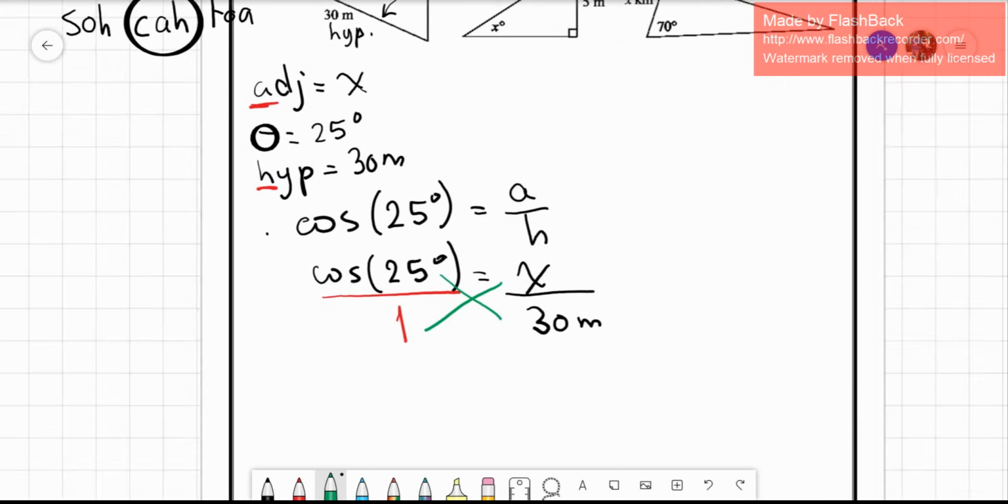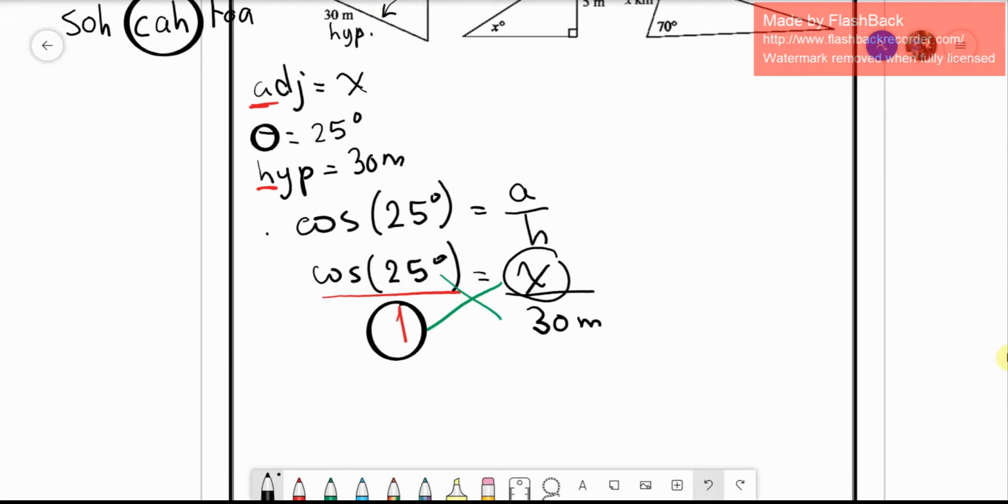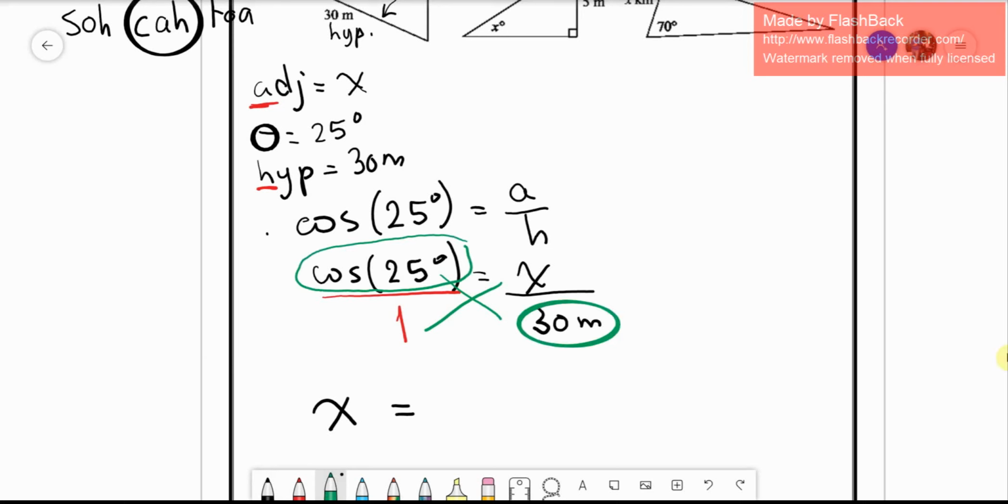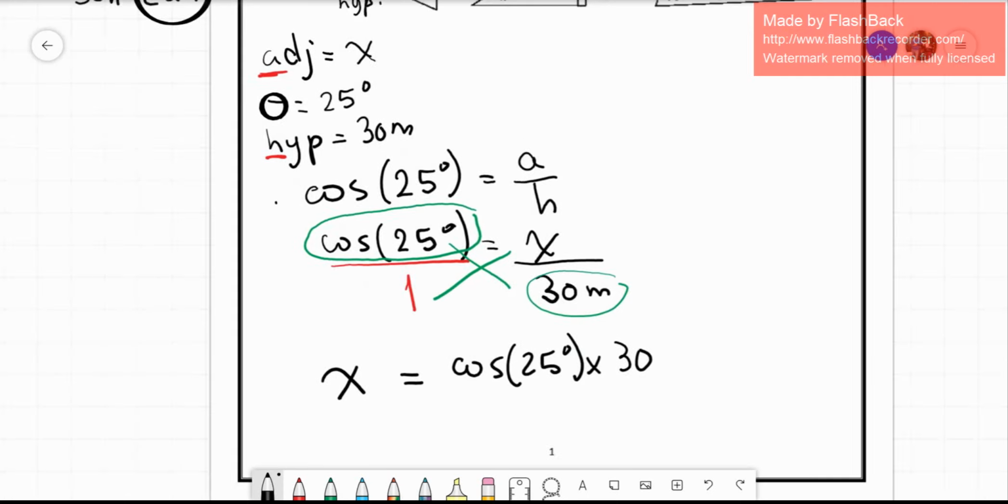Anyways, then we're going to do the butterfly method or cross multiplication method. You're going to multiply this by this. 1 times x. So what's 1 times x? It's x. Therefore, x is equal to, and then we will multiply, please, cosine of 25, not 25, cosine of 25 by 30 meters. So therefore, x is cosine of 25 degrees times 30 meters.